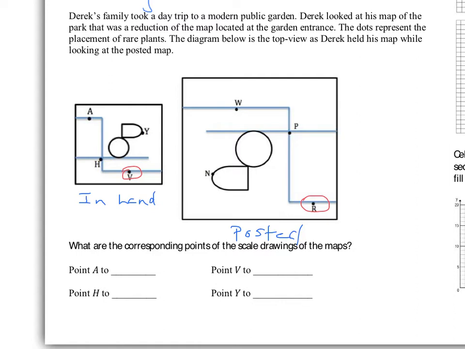If they're not at the same places in the garden, how do we know they're not the same places in the garden? So hopefully what you've identified is that they are not the same places in the garden. And what has actually happened is that they have turned the map.